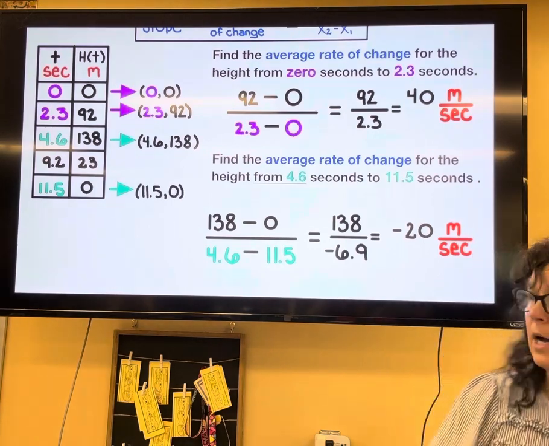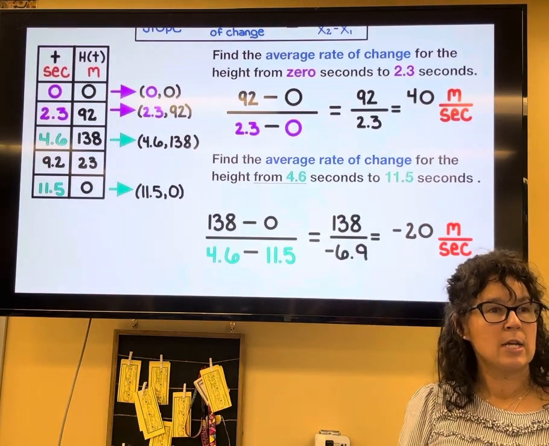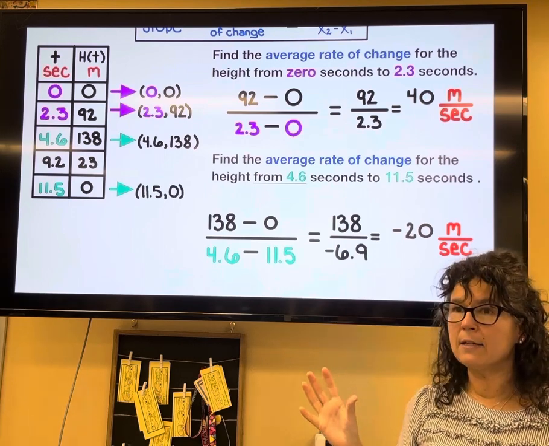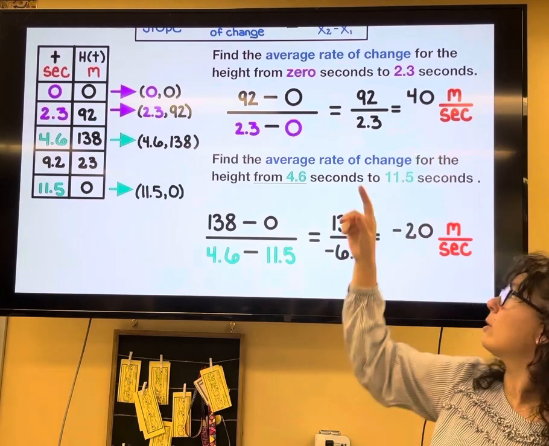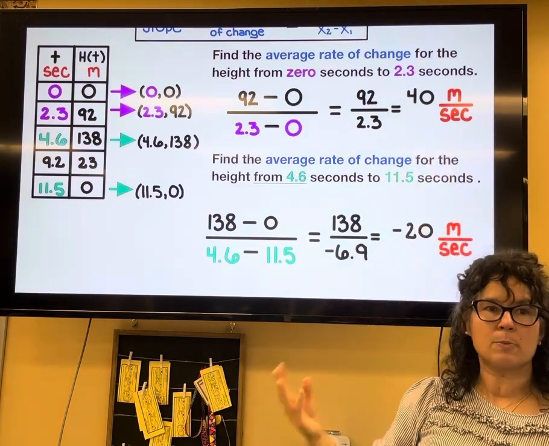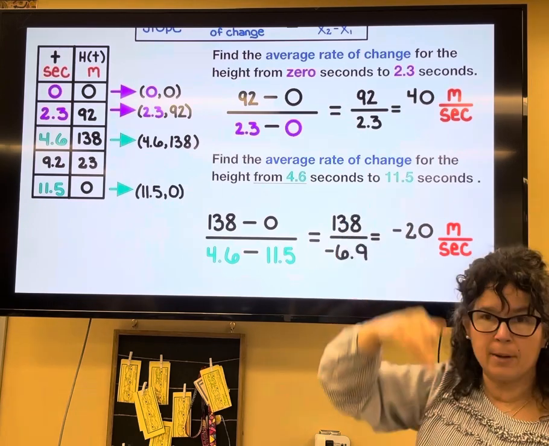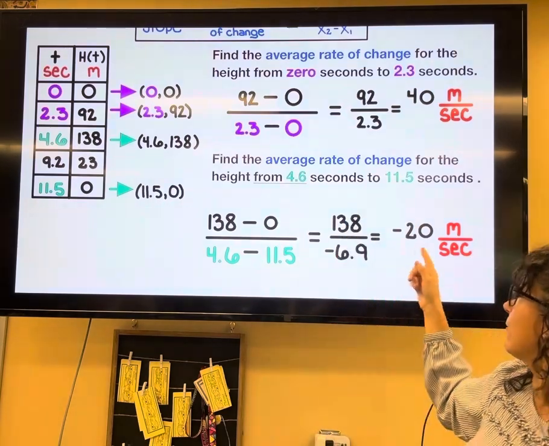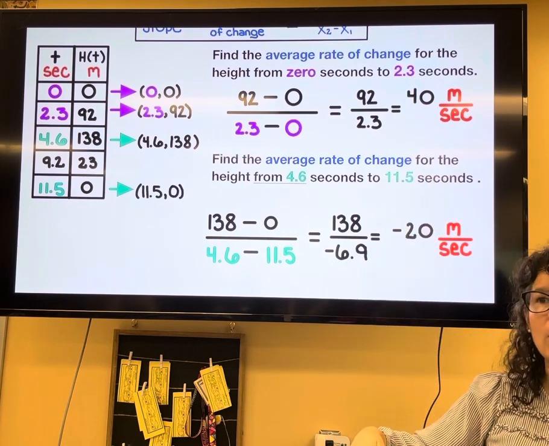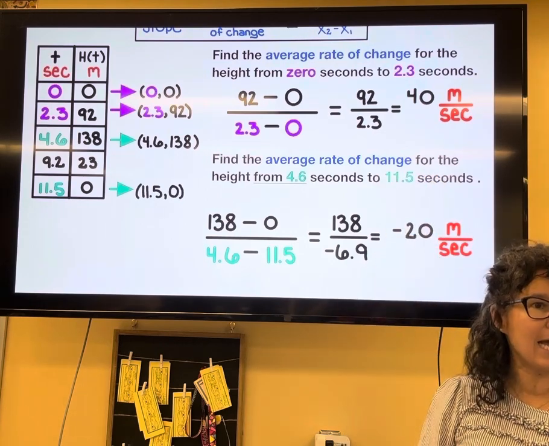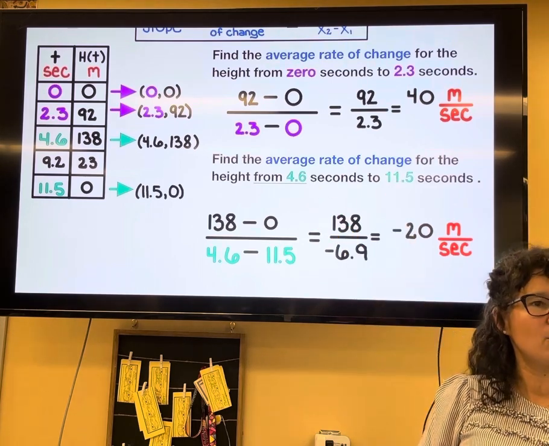The reason why we have a negative number for the average rate of change is positive velocity is when it's going up. So it was averaging 40 meters per second on the way up, but because we're now dropping, it's averaging negative 20 meters per second, meaning it's going down 20 meters every second on average from time 4.6 to 11.5 seconds.